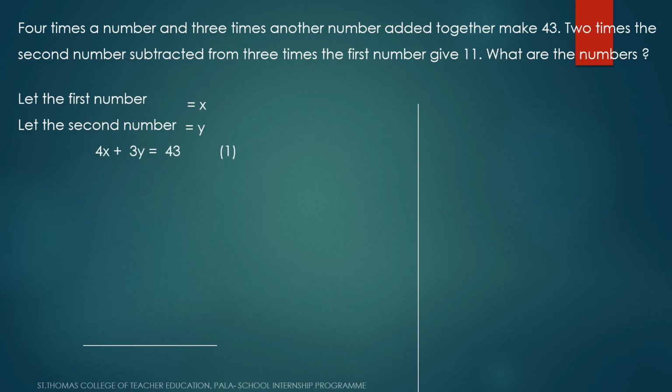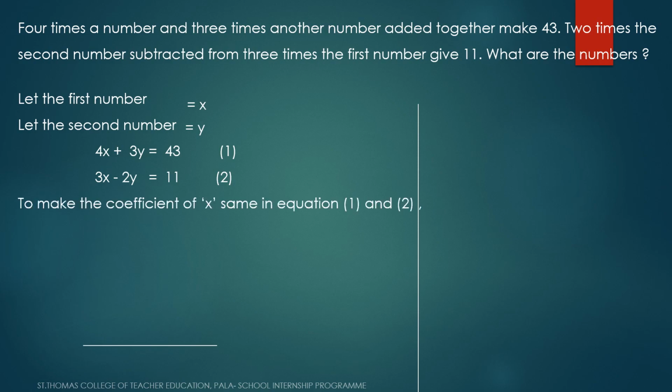And what were the two equations you got? Equation 1 was 4x plus 3y equal to 43. What was equation 2? 3x minus 2y equal to 11, isn't it? So now what is the task I have given you? To make the coefficient of x same. So what are you going to do with equation 1 and 2? Good, very good. So to make the coefficient of x same in equation 1 and 2, we must multiply equation 1 with 3. And tell me what you get.